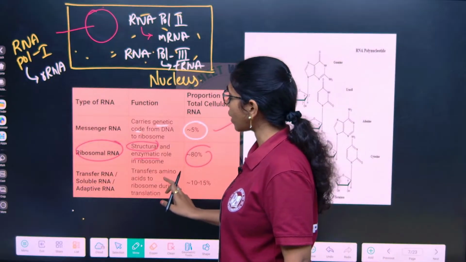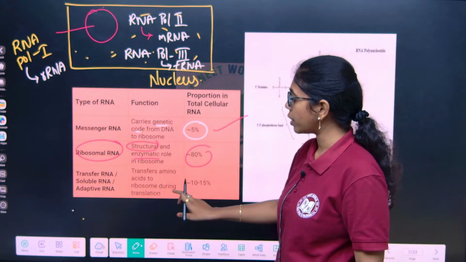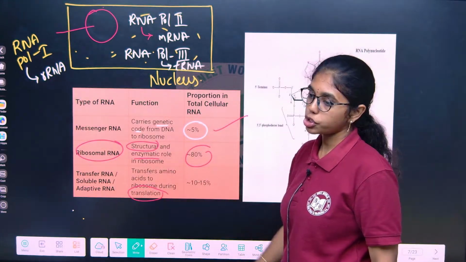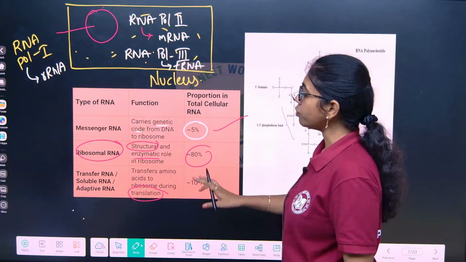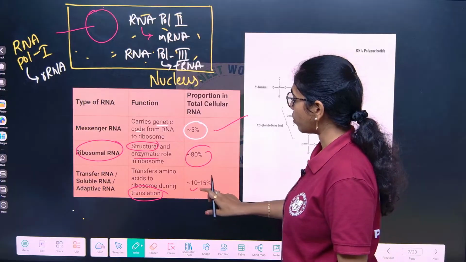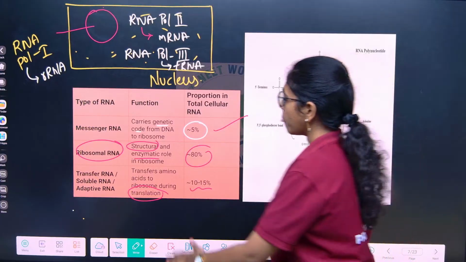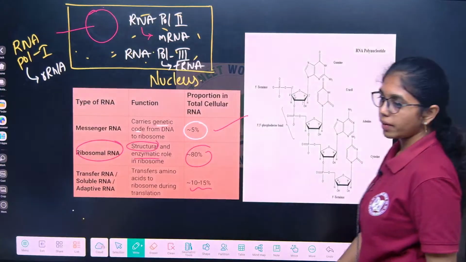Last is tRNA. This will help in the transfer. This transfers the amino acid to the ribosome during the translation process. This is around 10 to 15% amongst total. Till here it is clear? Any doubt anywhere?